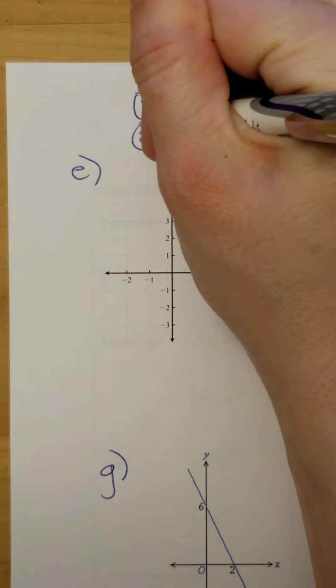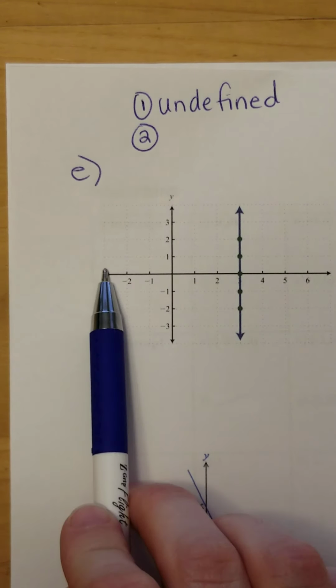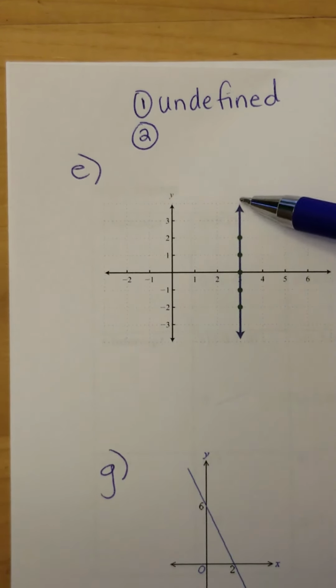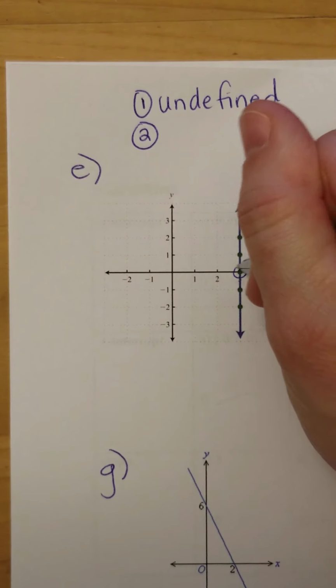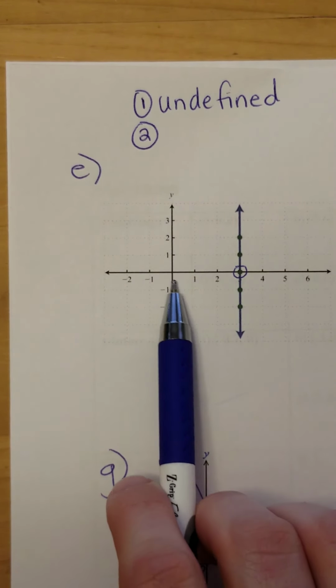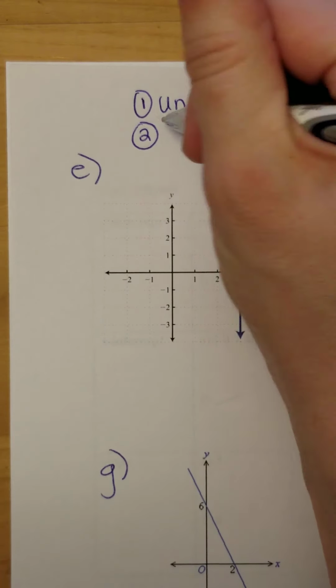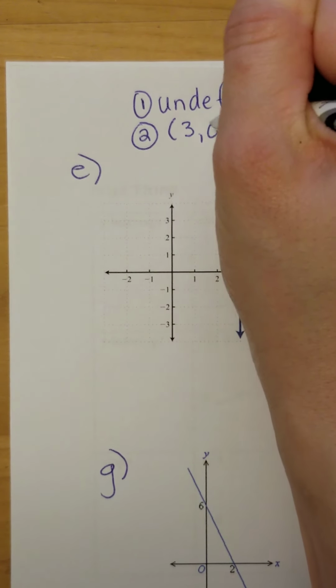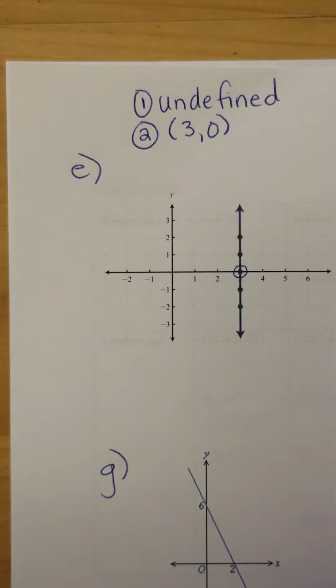Now the x-intercept. So here's my x-axis. Here's my graph. Where do they cross? Right there. That is at a value of +1, +2, +3. So that is my x value, and then my y value is always 0.